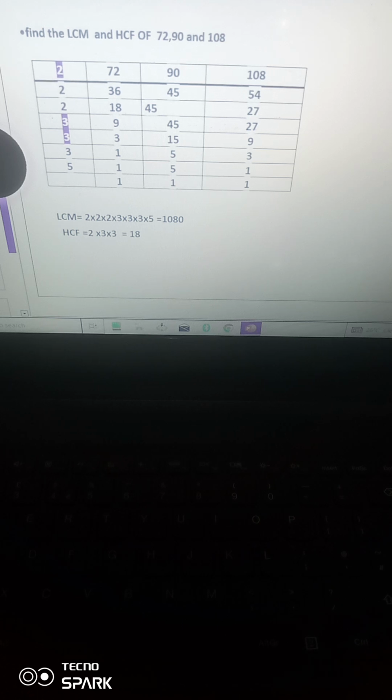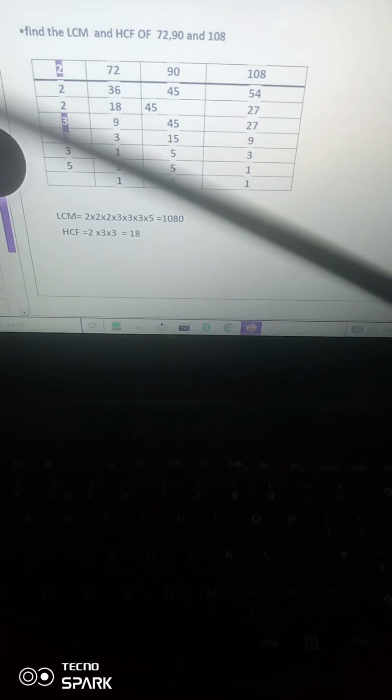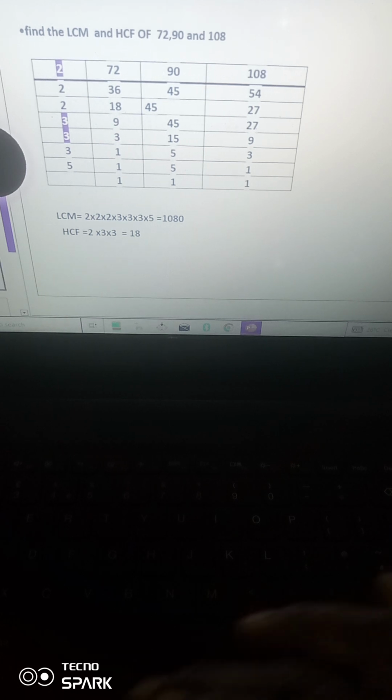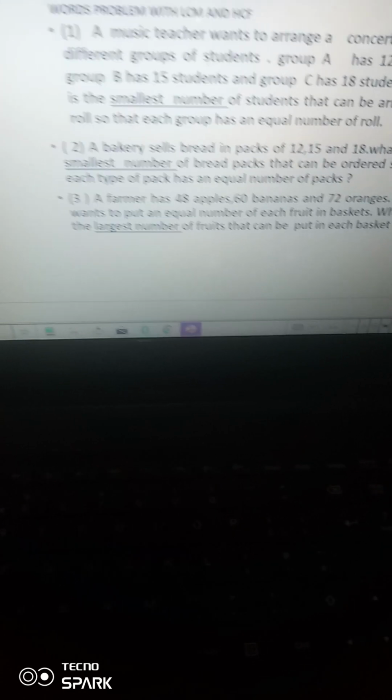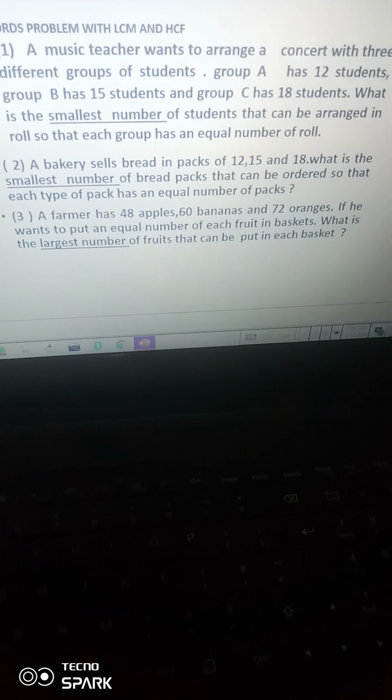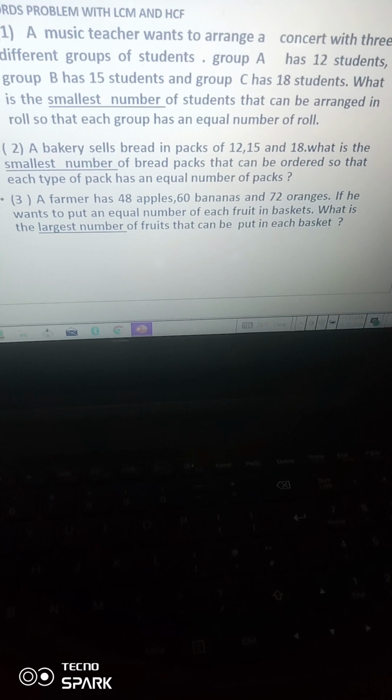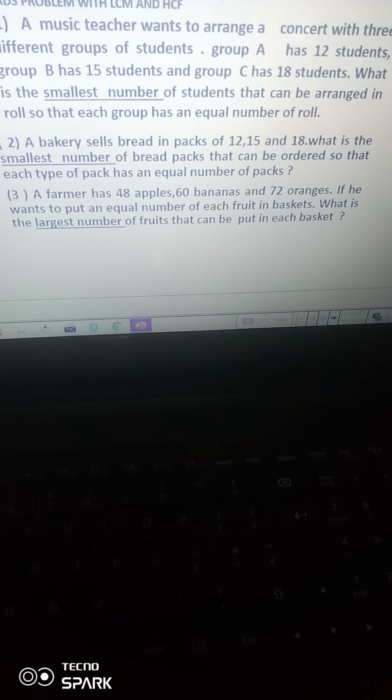We are going to expose you to word problems in HCF and LCM. Most examiners will not even ask you to find the HCF and LCM of numbers. They will just give you word problems in HCF and LCM. So let's go. Now these are word problems with LCM and HCF.